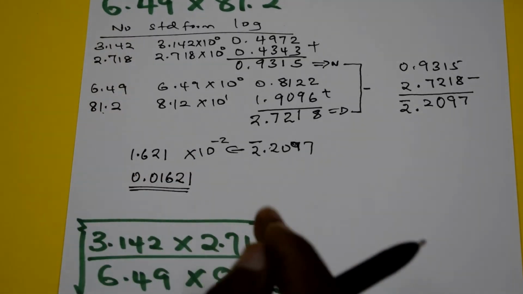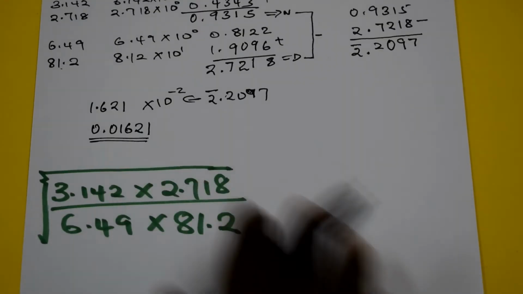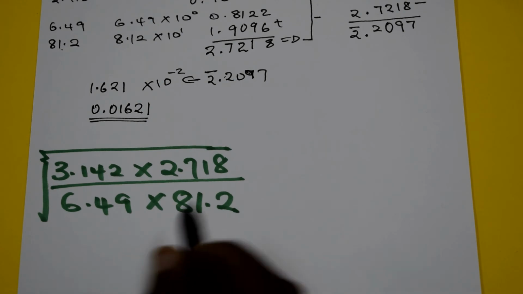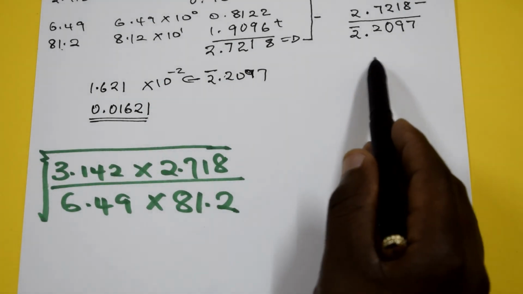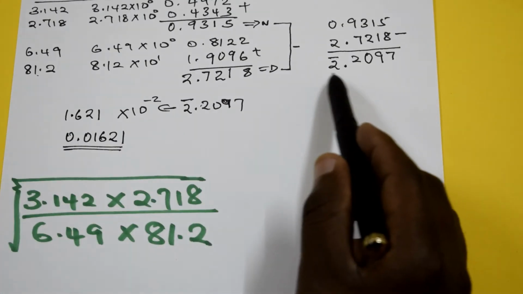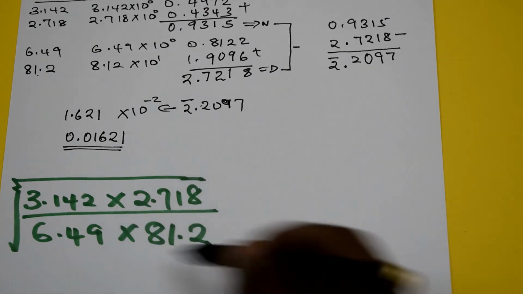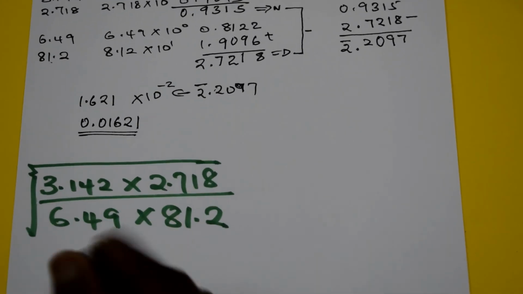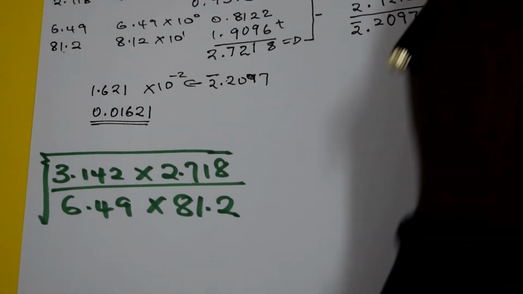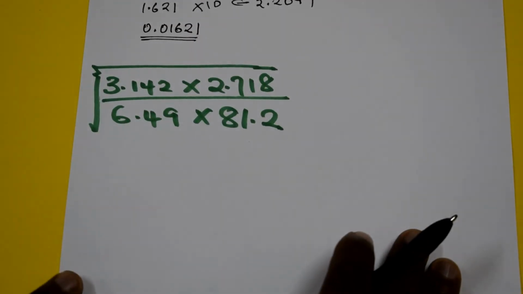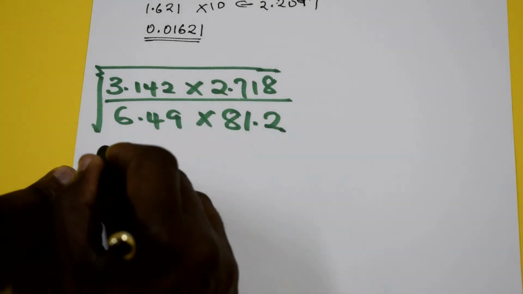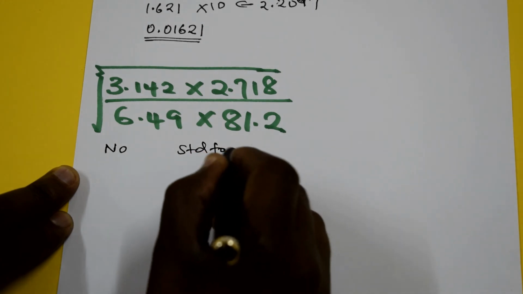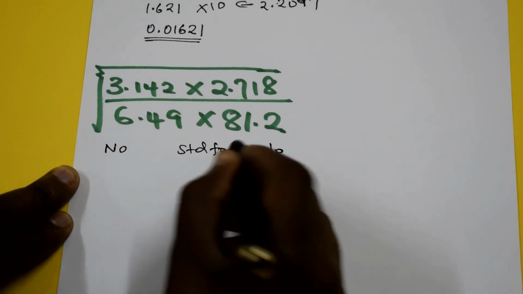So we now have the square root. We have the same question with the square root, so we'll carry out the same procedure until a point where we reach this, because the square root is for everything. So if I can list this quickly, the same procedure: number, standard form, log.